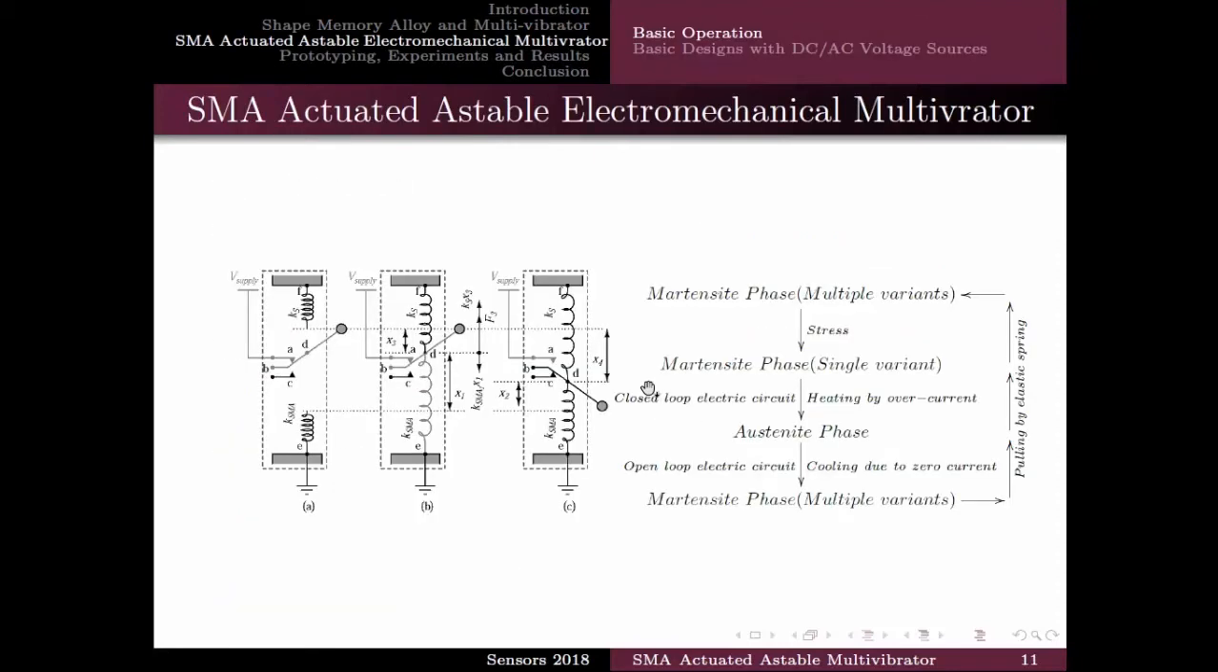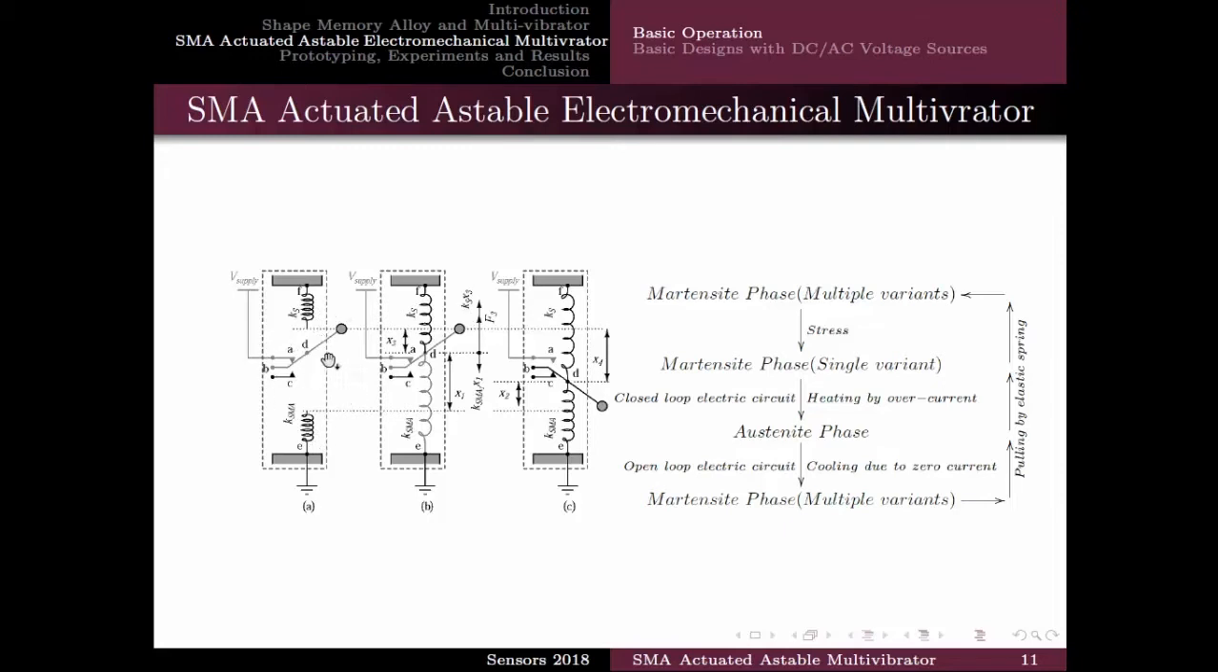So here is the basic design, the simplest design, which will be used to synthesize this. Basic design means the first option. At the top you can see the elastic spring, and at the bottom you can see the shape memory spring.